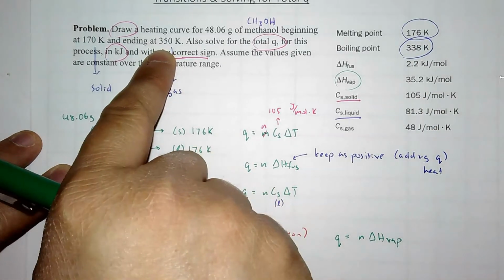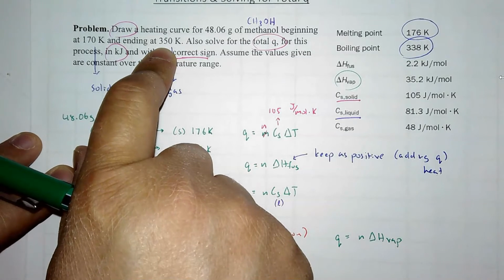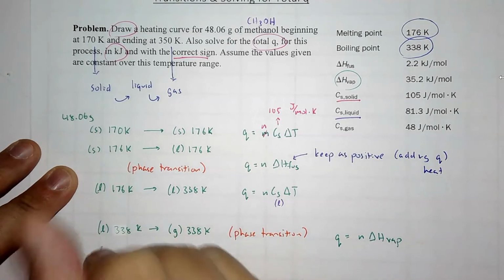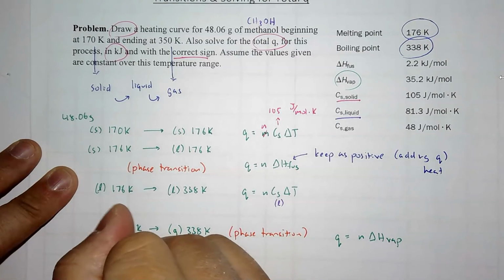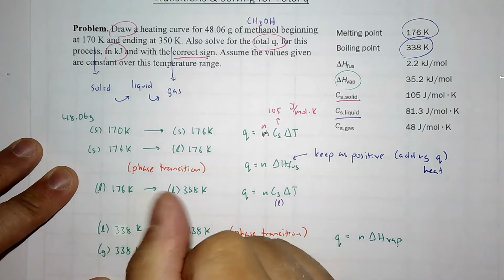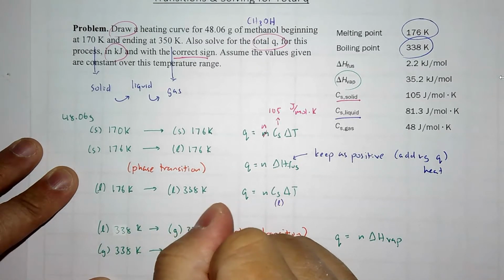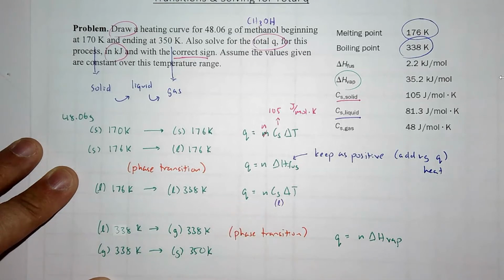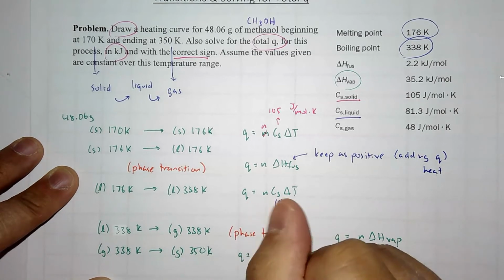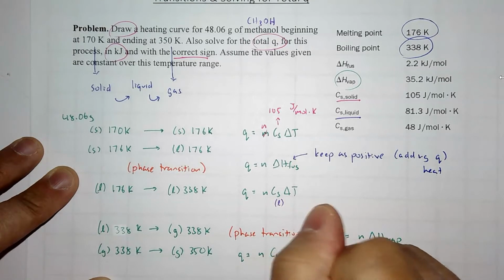But we're not done yet because we have to heat up to 350. Now we're heating up, I was going to say steam. Steam is for water. We're heating up the gas, methanol gas. So we have the methanol gas at its boiling point, and then we got to heat up that gas to 350 K. Q equals n, specific heat capacity, delta T.